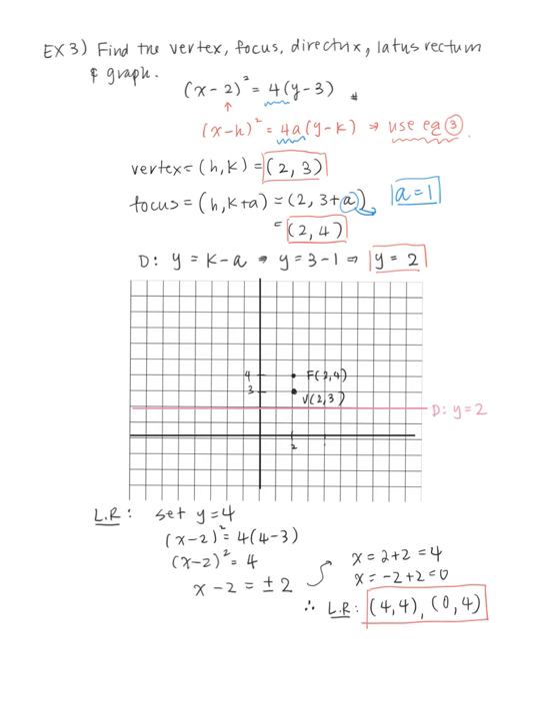Plotting those points, so this is (4, 4). Sorry, focus, I'm just going to write over you. And then (0, 4). Let me just rewrite the focus. Focus was what, (2, 4)? Now connect those dots. Draw out the graph, and we're done.